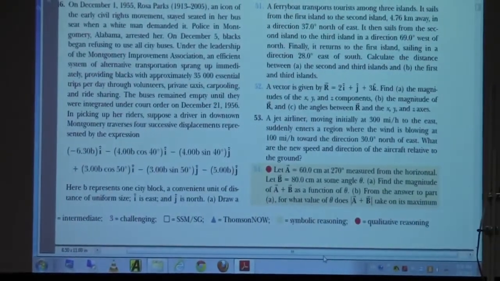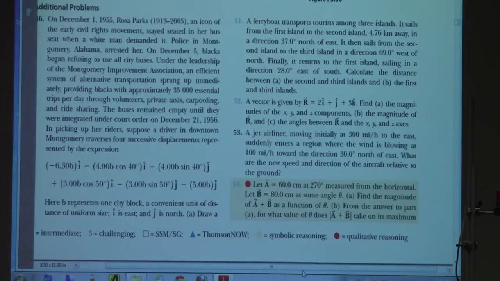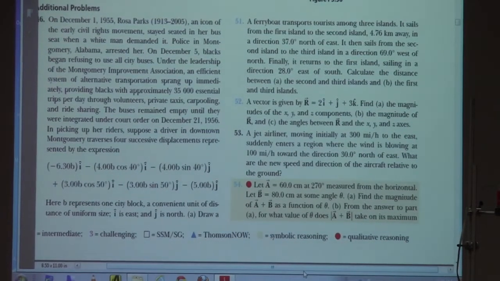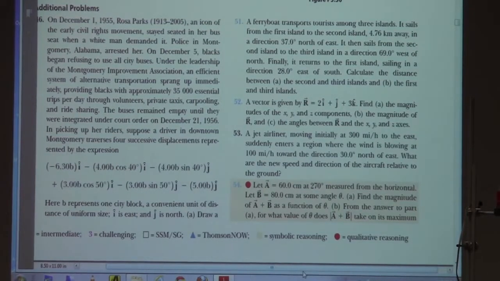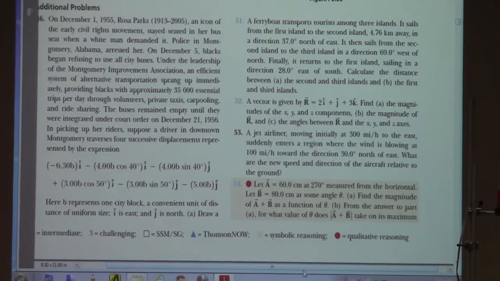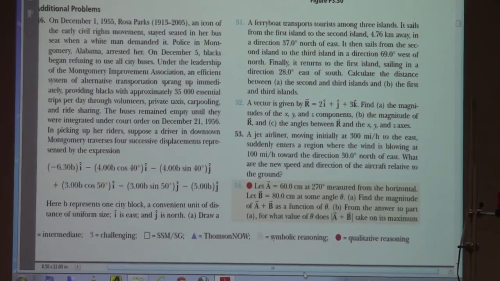Read it through here. Here we have a ferry boat, and it transports tourists among 3 different islands. It sails from the first island to the second, and they tell us it's 4.76 kilometers away, in a direction of 37 degrees north of east. It then sails from the second island to the third island in a direction of 39 degrees west of north. But notice it didn't say how far it was. Well, let's keep going.